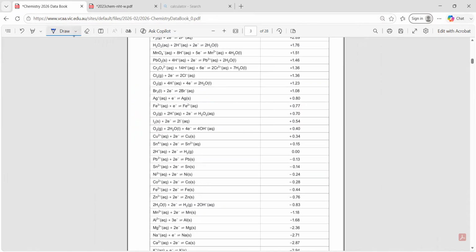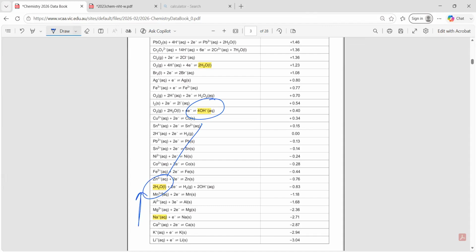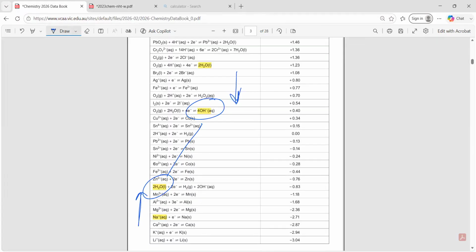So we want hydroxide ions to be by themselves, right? We can't do something like H2 and 2H minus because that assumes that we've got hydrogen gas on our hands, which we don't. So we've got sodium ions here. We've got water there. We've got water there. So it'd be these two reactions that are happening, because that's the strongest oxidizing agent, that's the strongest reducing agent. Write the equation for the two half reactions that occur. So it'd just be that and that.